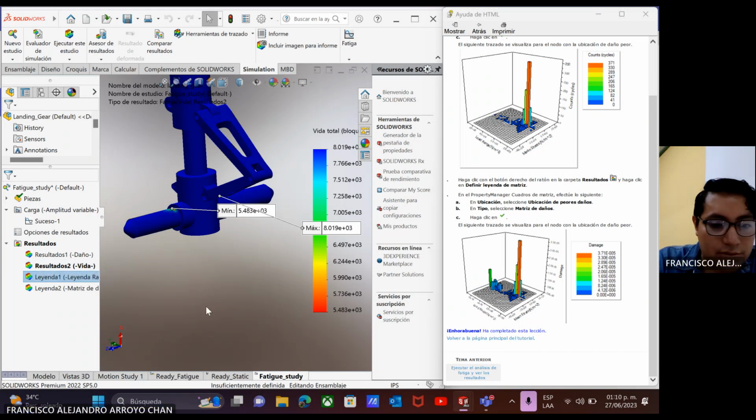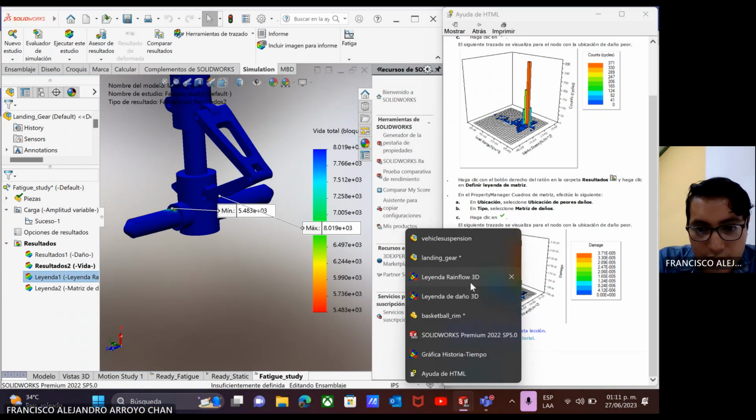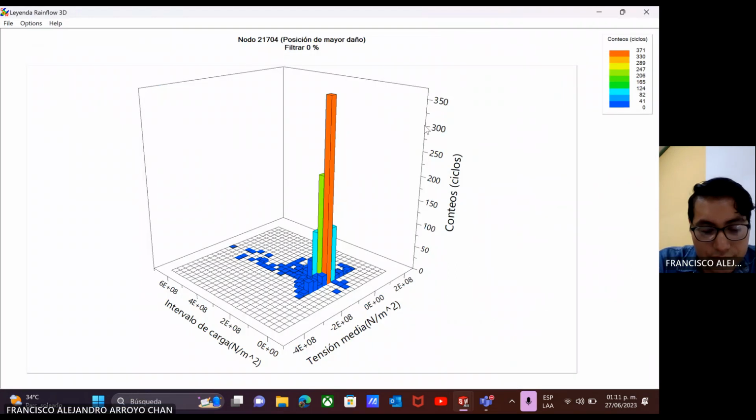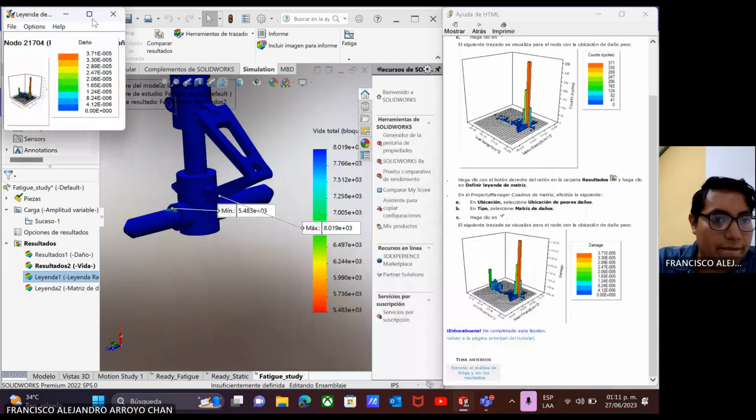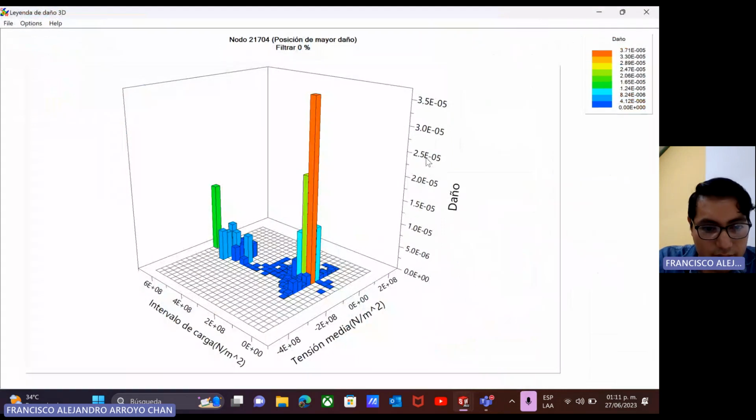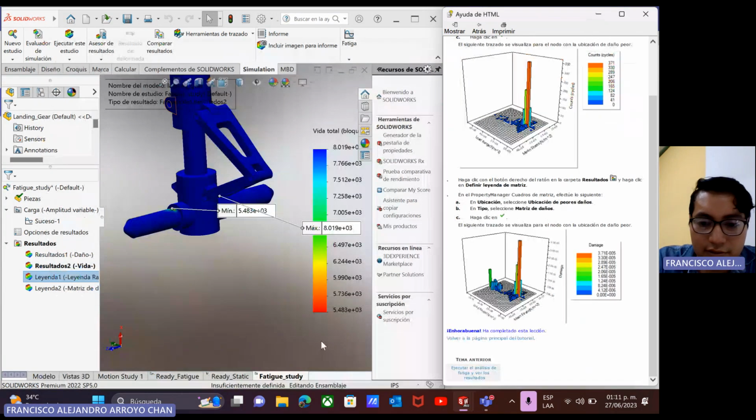Also in the simulation in this tutorial, we have the rainflow. It's a graphic with the tension and the forces. So this is the graphic, and this is the graphic for the damage. We had the forces and the tension. This one is for the first tutorial.